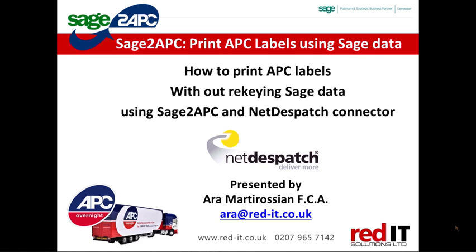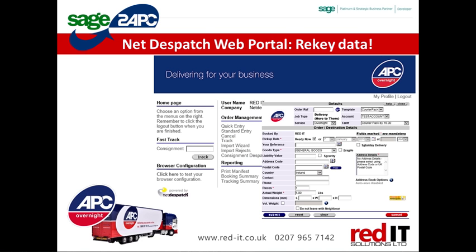My name is Ara Martirossian and I'm going to show you how you can print out APC labels automatically using the Sage2APC application and the Net Dispatch connector without having to rekey any of the Sage data. Normally when you want to produce an APC label you would use the Net Dispatch Web Portal, and after logging in you'd have to rekey in all the data, including things like what service you want and all the customer's details, addresses and so on.